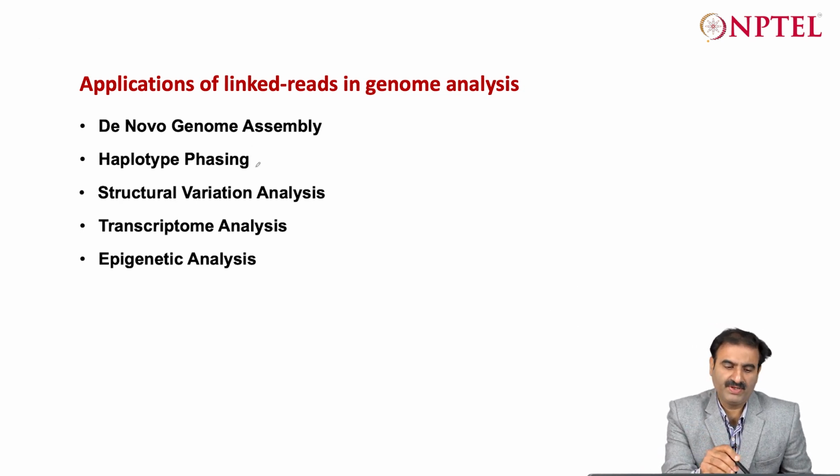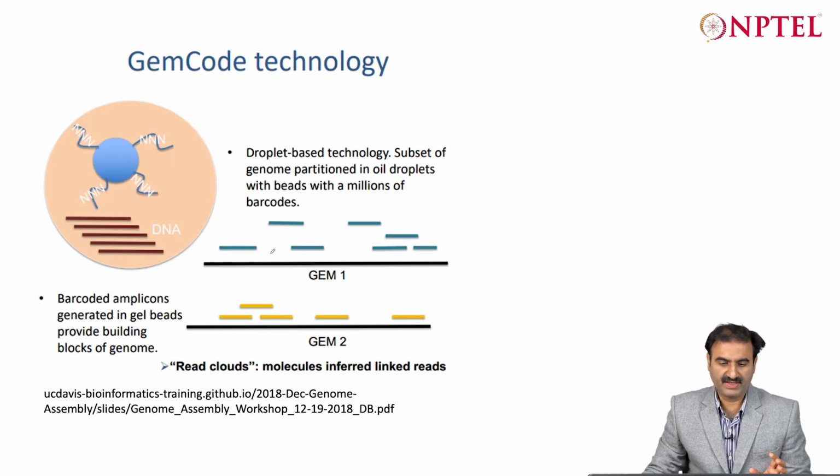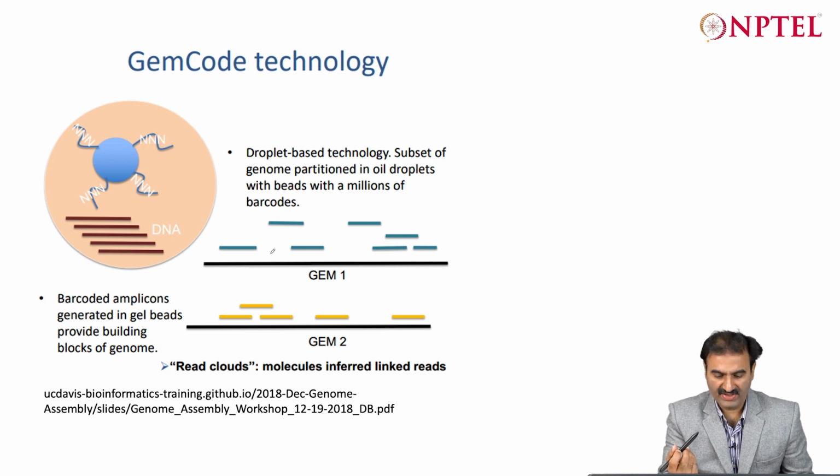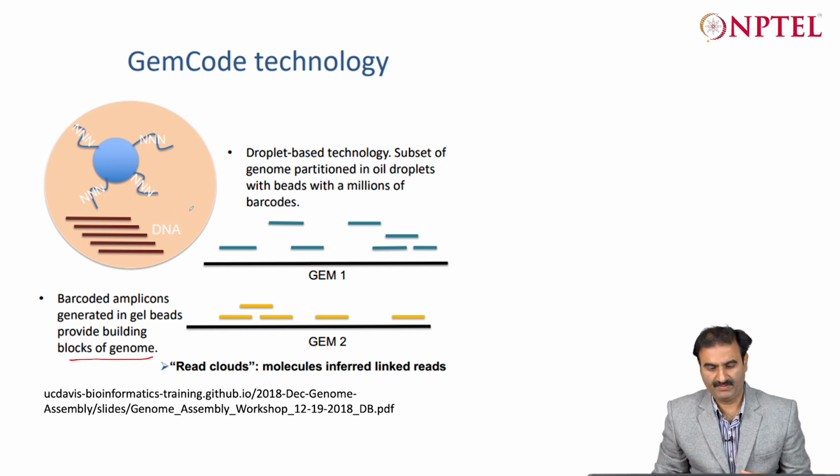While you are doing the genome assembly, you can also do haplotype phasing, which we will also discuss. We can also study structural variation, because it is giving long range, or basically linked read, long distance information. Transcriptome analysis, one example we will also see, and also epigenetic analysis. Okay, so basically the technology is like that. There is a bead with a barcode, which attaches to one fragment of DNA, and that fragment also gets the same code, right? So these are barcoded amplicons generated in gel beads that provide building blocks of the genome. So this is the barcoded amplicon, right?